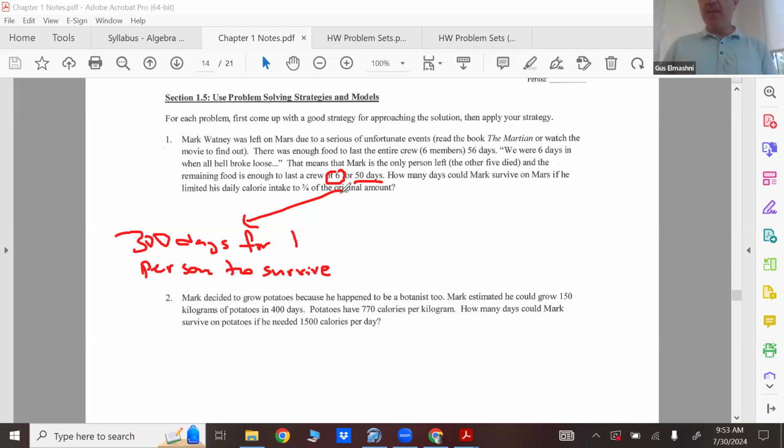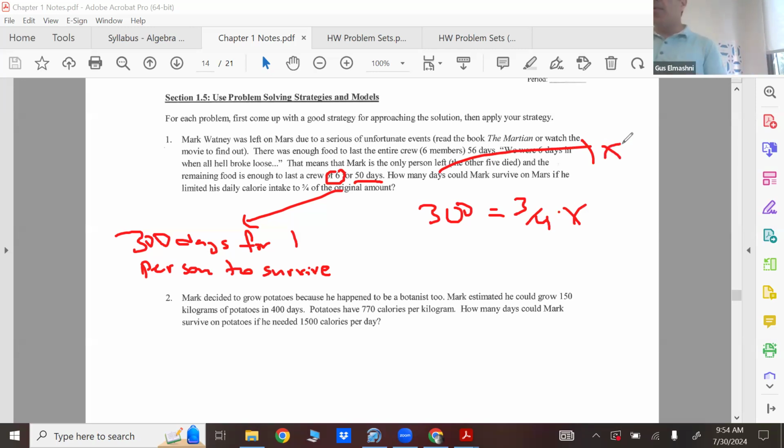But he's reducing his caloric intake to 3/4 of the original amount. So what you want to do is you want to do 300 equals 3/4 times x, where x is the number of days. Because you don't do 3/4 of 300, you do 3/4 of the days. Wait, is that right? Am I doing that correctly? Yeah, I'm doing that correctly, yeah. Because that's going to actually tell us how many extra days he can live.